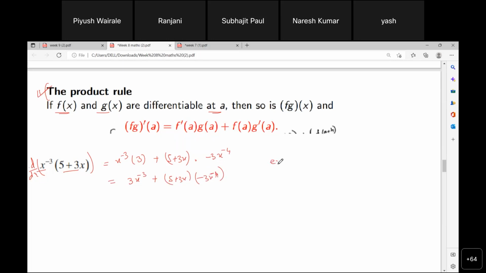I can take one more example, like x sin x. How to differentiate this particular function, x into sin x? Just keep one function as it is and differentiate the second function, sin x, which gives cos x. Plus, keep the second function, sin x, as it is, and differentiate the first function, which gives 1. So x cos x plus sin x. Any doubt in this product rule?